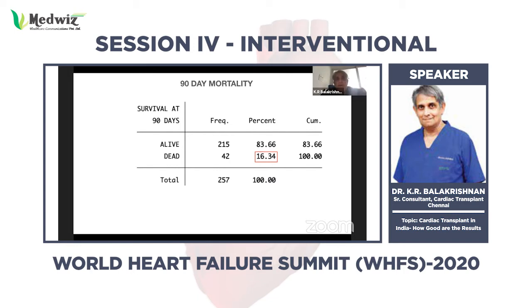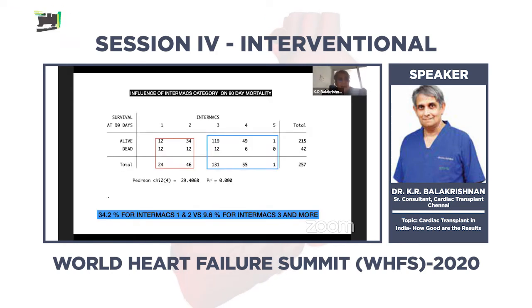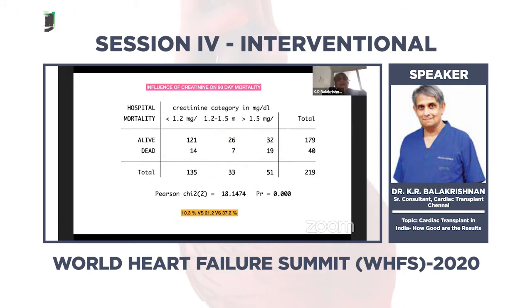These are, of course, all comers, including the sick with cardiac arrest, the whole works. So this is our 90-day mortality. And we analyzed them. First, the Intermacs had a great influence on 90-day mortality: 34.2% for Intermacs 1 and 2, and 9.6% for Intermacs 3 and more. So clearly, if the patients were to be referred a little earlier, when they're not virtually dying with a blood pressure of 40 and being massaged, they have a much higher probability of surviving the operation, and a very significant p-value of 0.000.